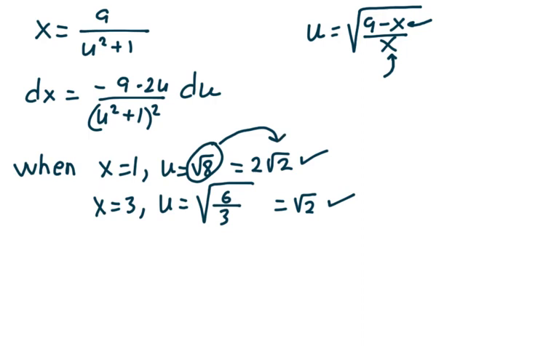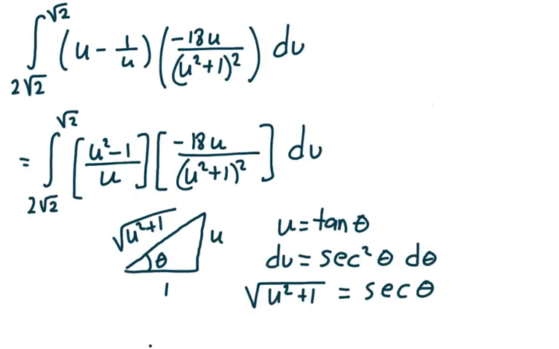And then, same thing, I just replace x with 3, and I get 9 minus 3 over 3, which is 6 over 3, underneath the radical, right? And so when x is 3, u is the square root of 2. And when we come over here, we go from 2 square root of 2 to square root of 2 of u minus 1 over u times the quantity negative 18u over u squared plus 1 to the second du.